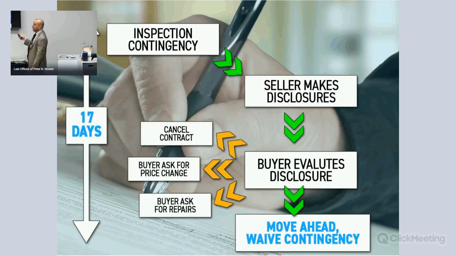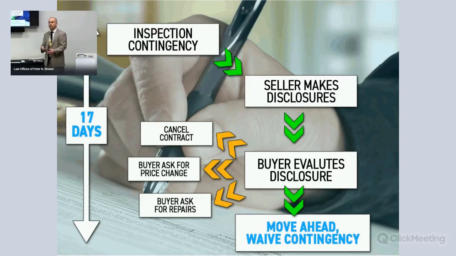The buyer can ask for a price change based upon whatever is in those disclosures. The seller is, of course, not obligated to change the price at all. The seller can say, no, I don't agree to do that, in which case the buyer can, again, revisit his or her right to cancel the contract. Or third, the buyer can also ask for repairs.